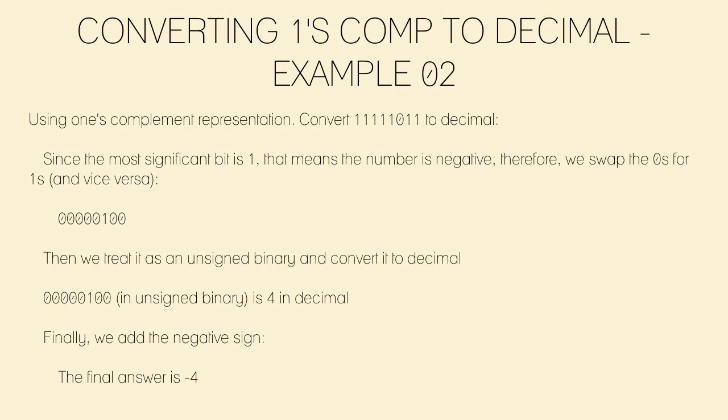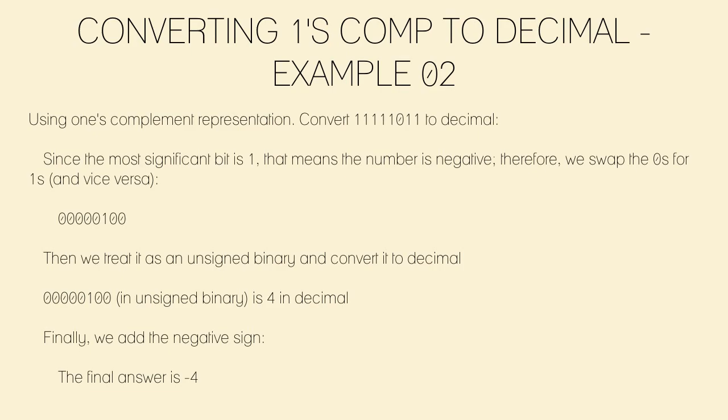Since our number is negative, we need to perform an additional step before we can convert it to decimal. This step is called flipping the bits. Essentially, we swap each one in our binary number for a 0 and each 0 for a 1. When we flip the bits in our binary number, 11111011, we get 00000100. Once we've flipped the bits, we can then treat our number as if it were an unsigned binary number and convert it to its decimal equivalent.